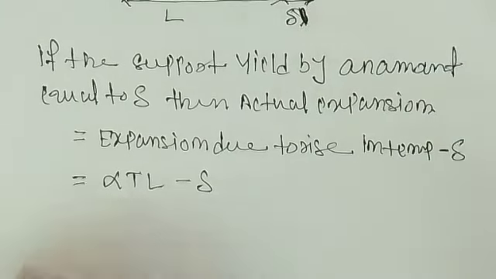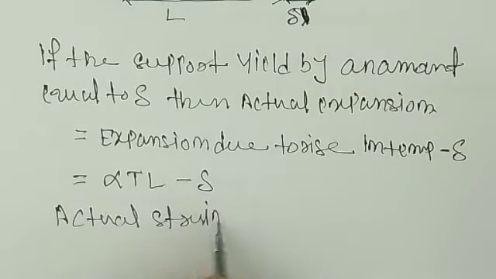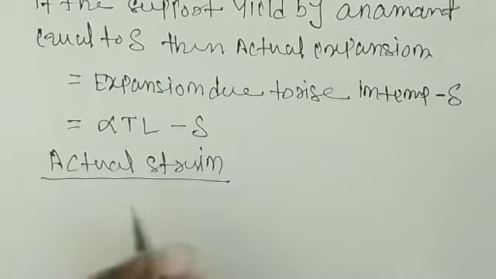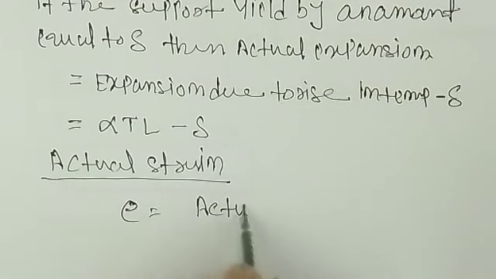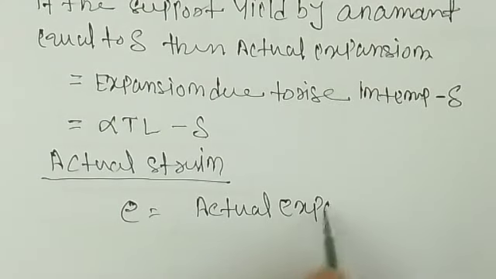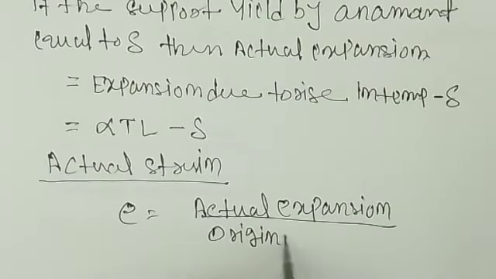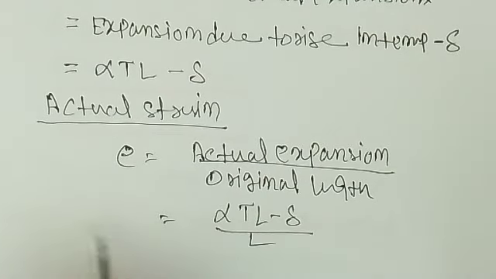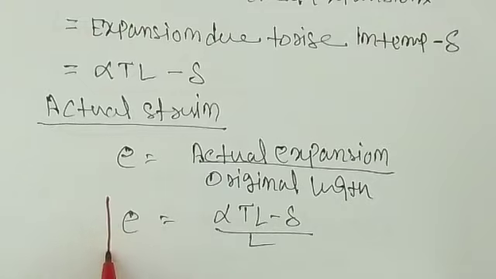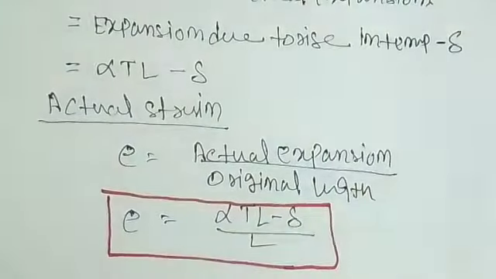Now we can find out the actual strain. Actual strain is nothing but the actual expansion divided by the original length, right? So actual expansion is alpha TL minus delta, by L. So here you have the strain in case of the yielding, alpha TL minus delta by L.